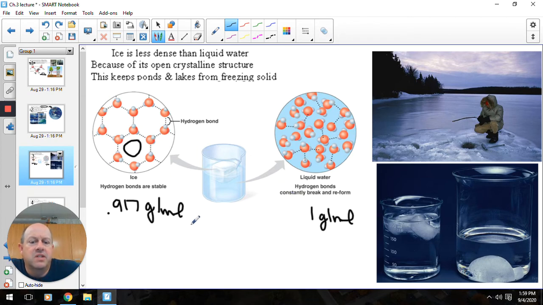Now this density then helps ice to float. So here we'd have ice floating in water. Here it'd be like alcohol, which has a density of 0.79, and so the ice is going to be more dense and it would sink.